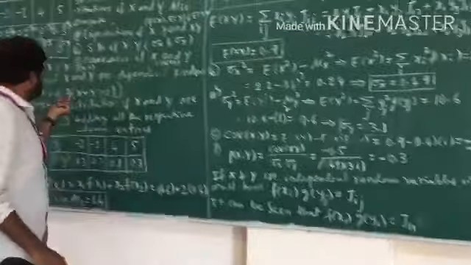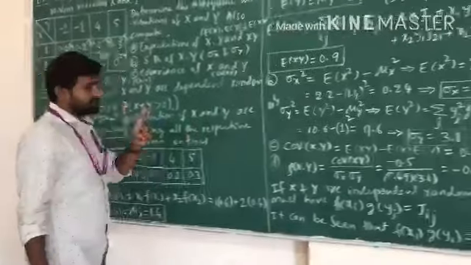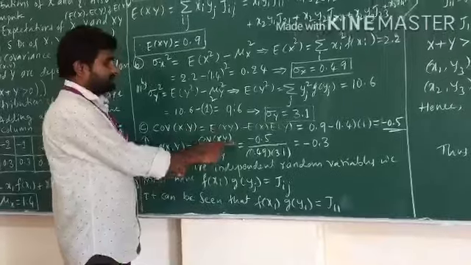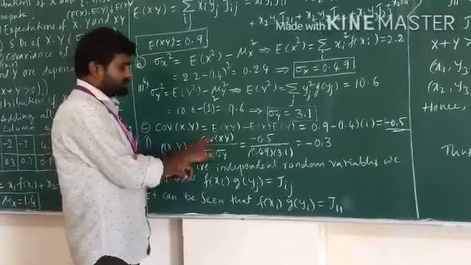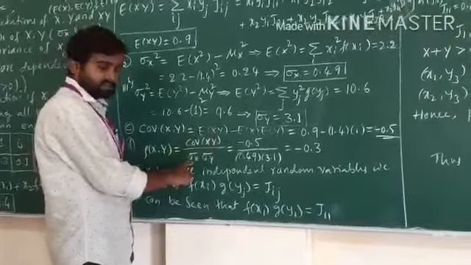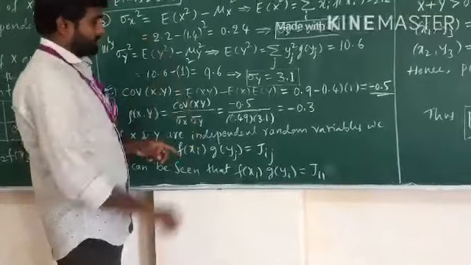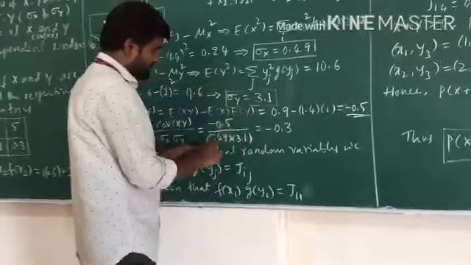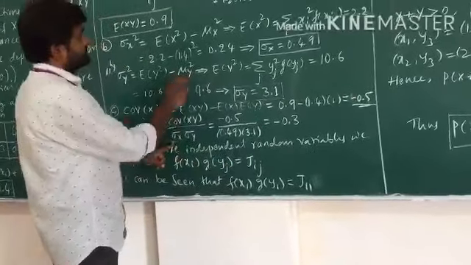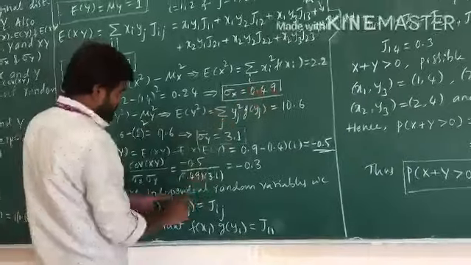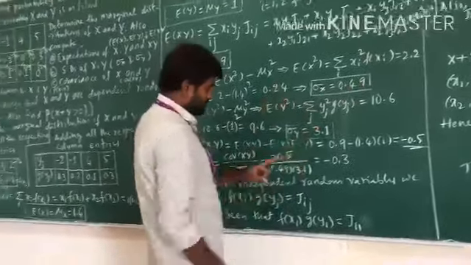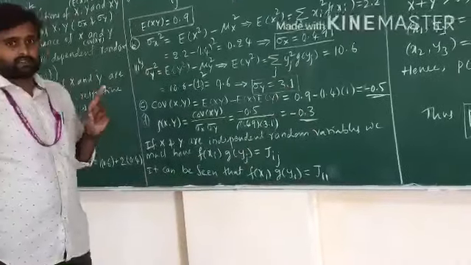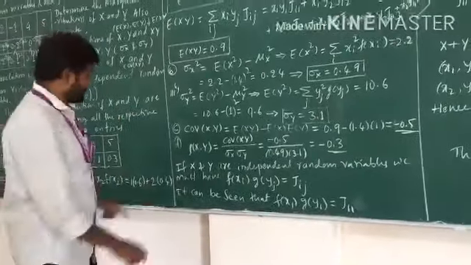Then D1 is the correlation of x and y. Correlation of x and y is, we have this expression, covariance of xy divided by standard deviation delta x and delta y, equal to minus 0.5 divided by delta x, which is 0.49, and delta y, which is 3.1. After simplifying, the correlation of x and y is minus 0.3.